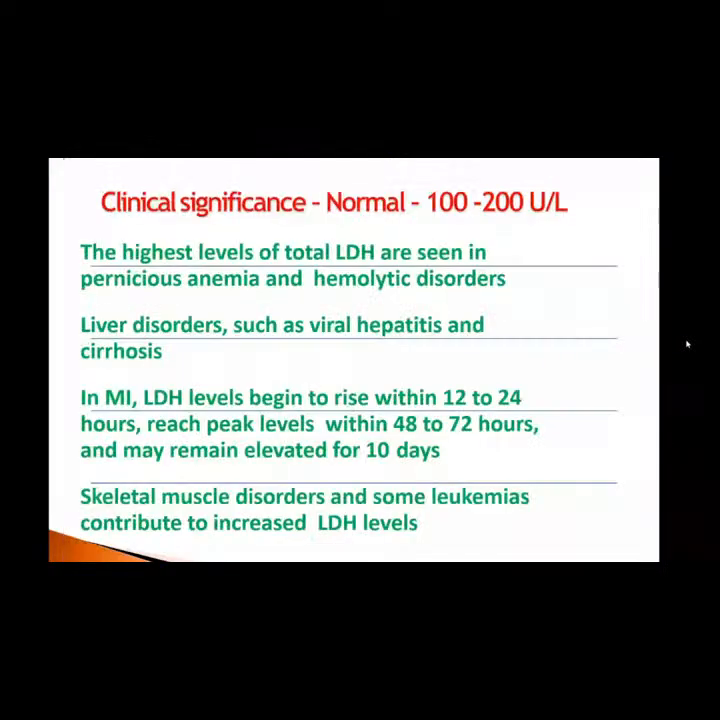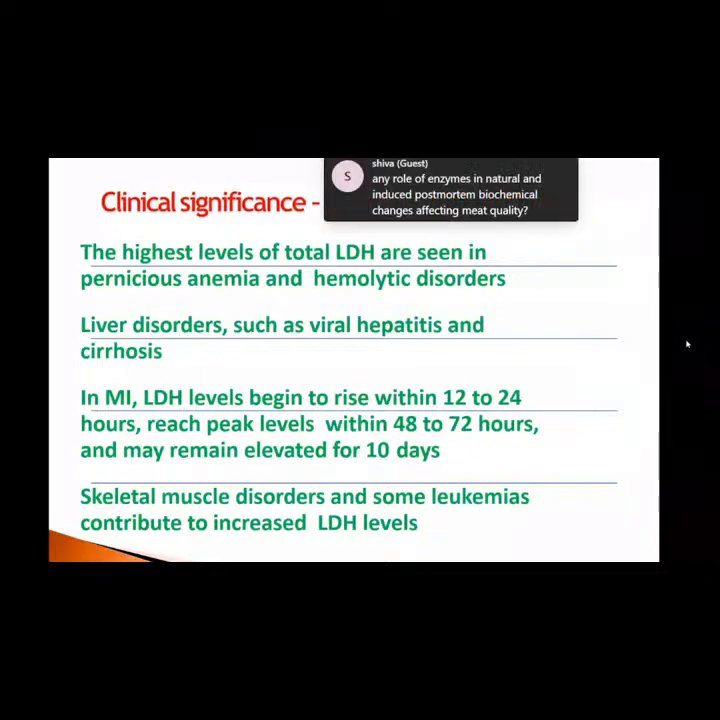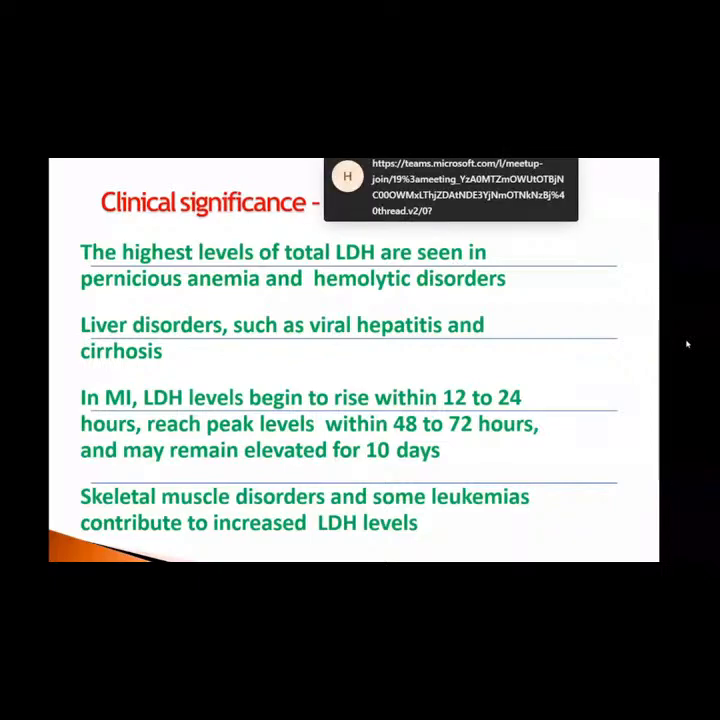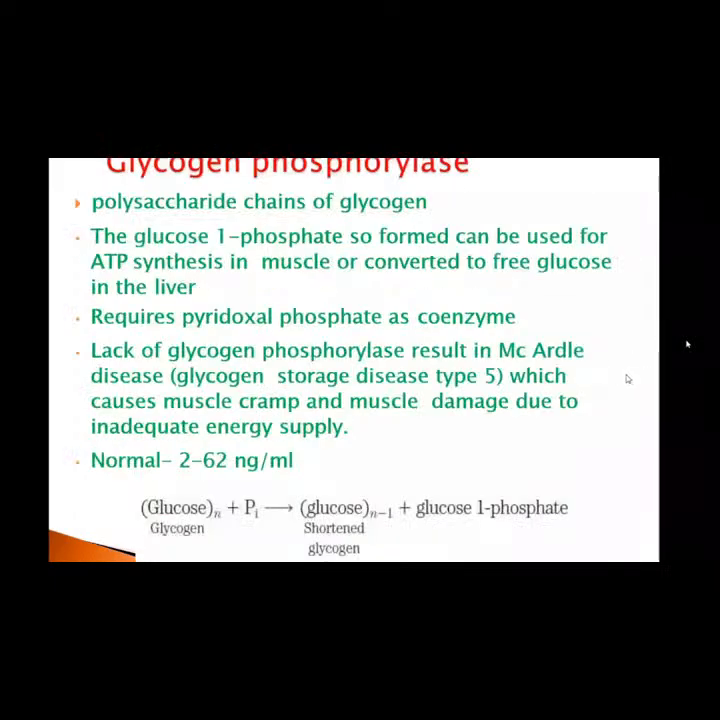Normal level of this enzyme is 100 to 200 units per liter. The level of this enzyme is increased within 48 to 72 hours after the appearance of symptoms of heart attack, and remains elevated up to 120 hours, right? Next one is glycogen phosphorylase.